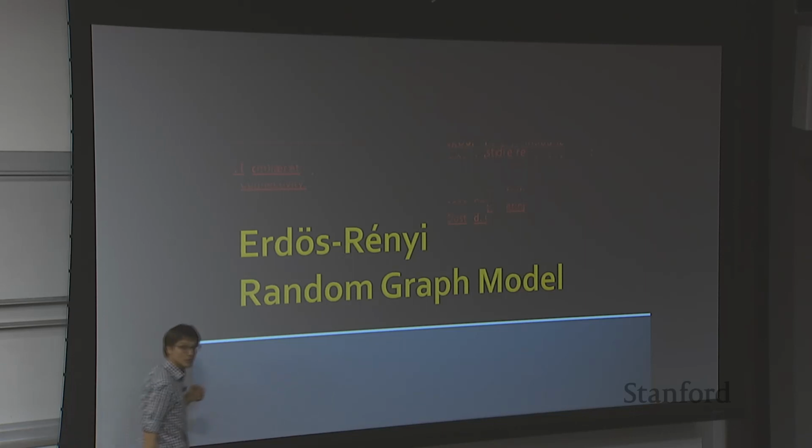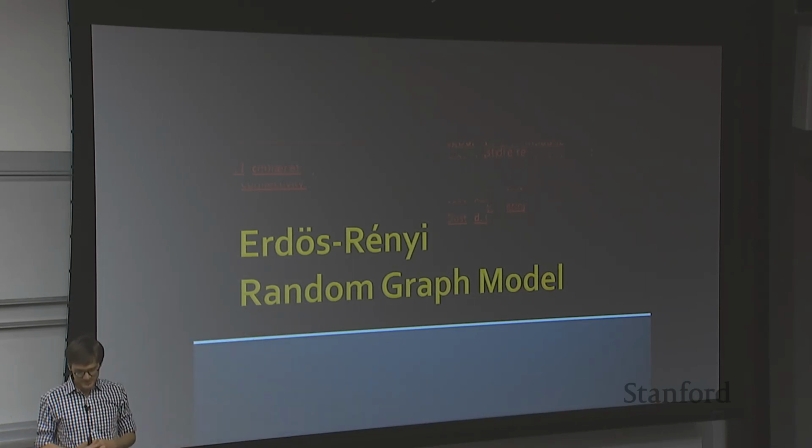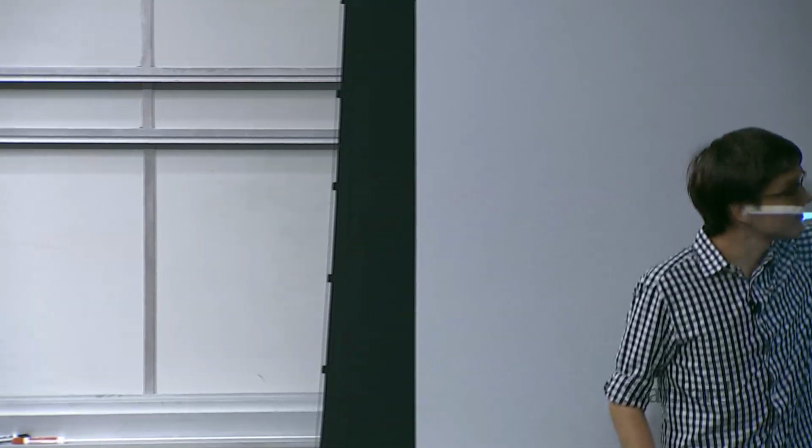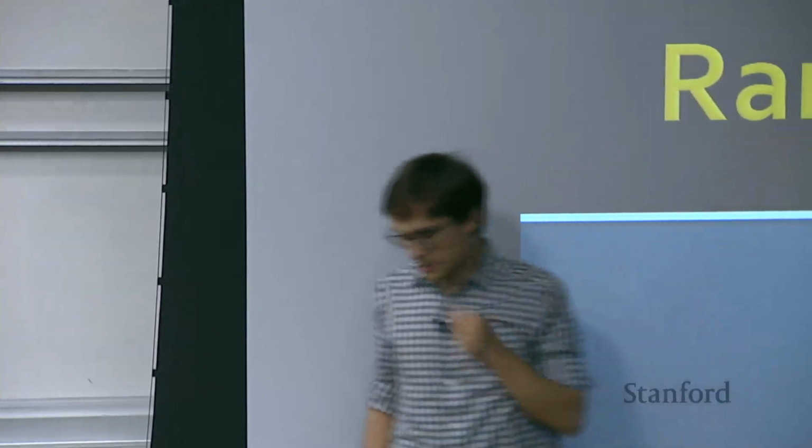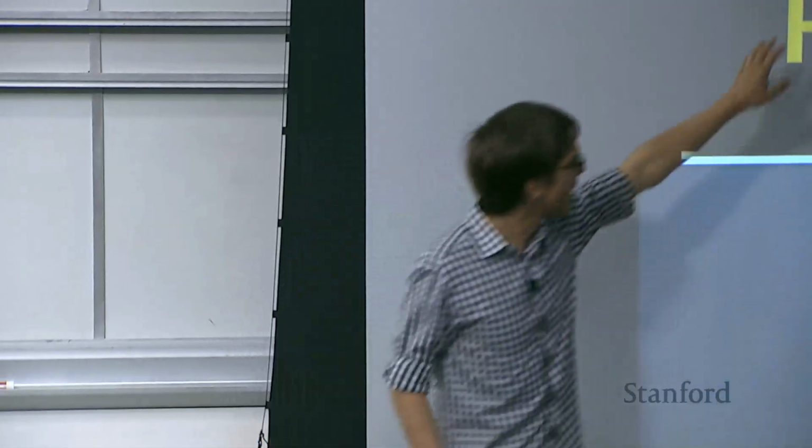So now what I want to do is show you the first, easiest, simplest graph model, named after two famous Hungarian mathematicians, Paul Erdős and Rényi, and it's called the Erdős-Rényi random graph model, or some people would call it the Poisson random graph model. Let me tell you how this works. It's the simplest way to generate a graph.